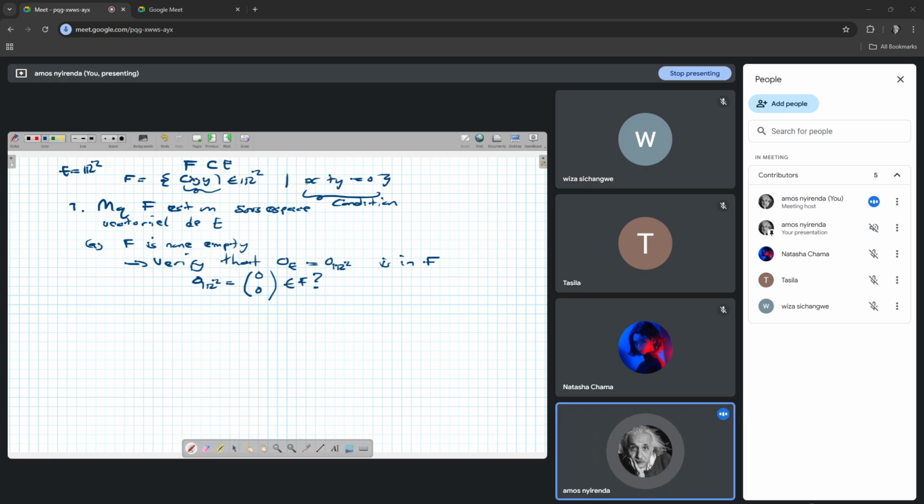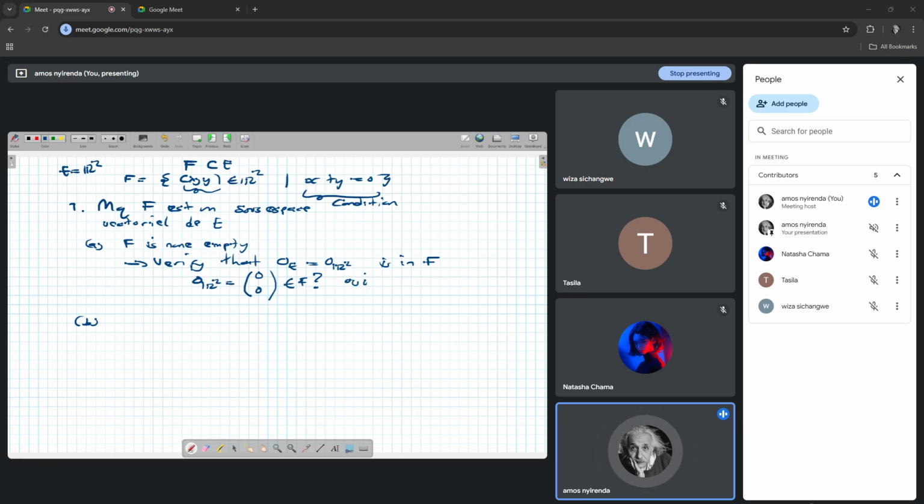So the condition has been verified. And so the answer here is yes, because you can see that the condition here is verified, because x here is 0, y is 0. Plug those two numbers here, and then you see that the condition is true. So let's go to the second property.